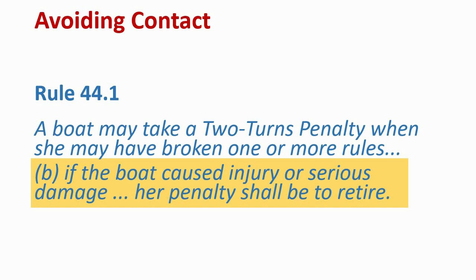Injury is something that happens to people, and damage is something that happens to boats. So any type of injury, no matter how minor, such as a small cut, requires a retirement from the race. However, only serious damage to the other boat would require a retirement. It's a good thing that the rules provide extra protection to sailors, and you should always take particular care to avoid injuring another sailor. Now, back to Rule 14.